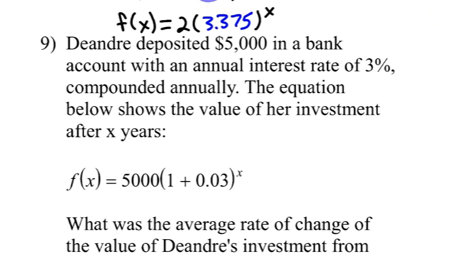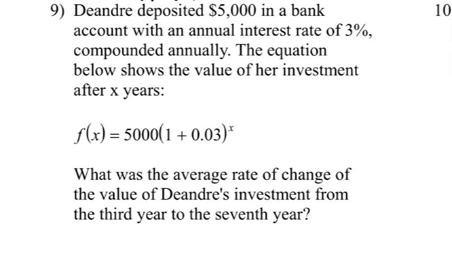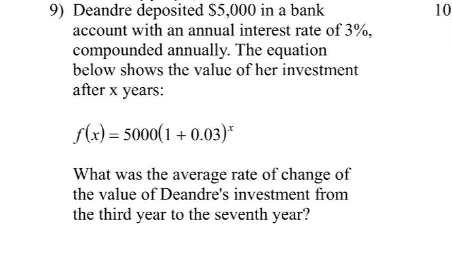All right. DeAndre deposited $5,000 in a bank account with an annual interest rate of 3% compounded annually. The equation below shows the value of her investment after x years. So the initial investment of $5,000, the 3% is the 0.03. We're adding it because it grows. We're growing, it's not depreciating, it's appreciating.